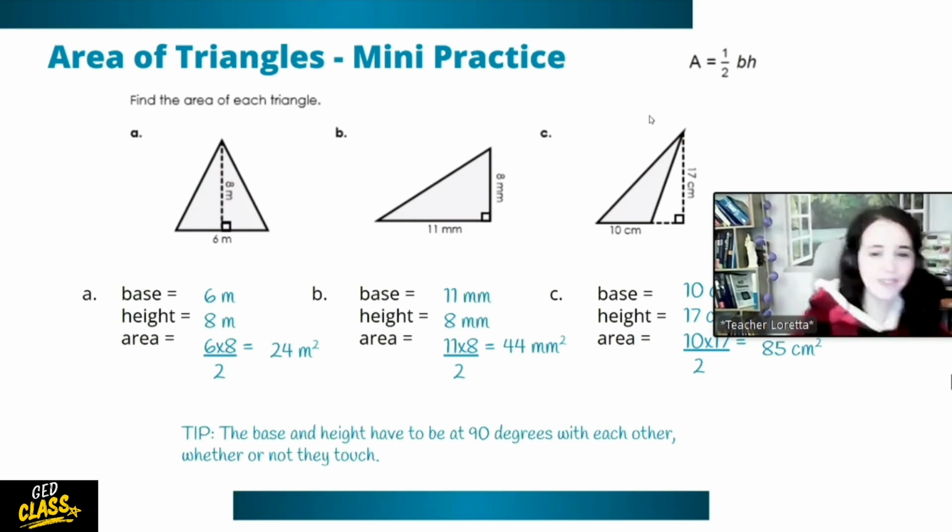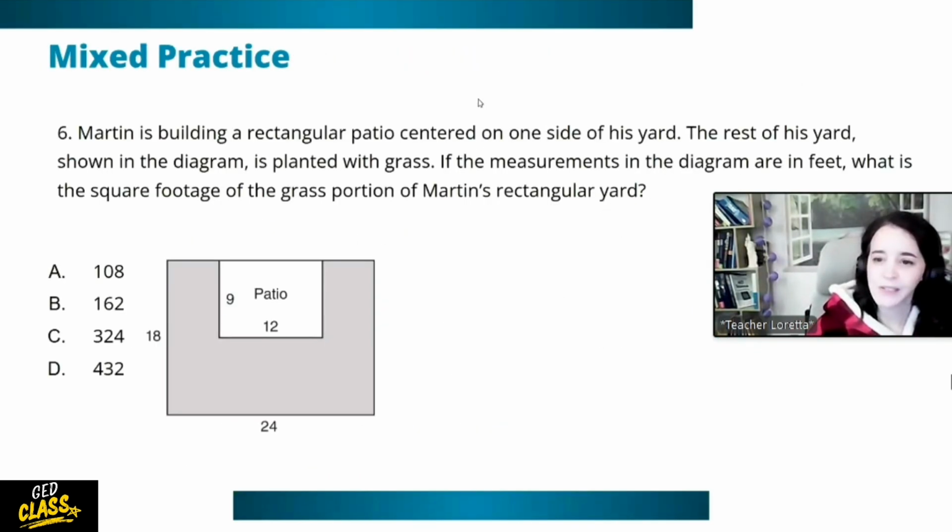Now we have practiced. You guys killed it. Nice work. So you guys are ready to try something a little bit trickier. Okay. Now, I know this is a little tricky, but I think you can do this.